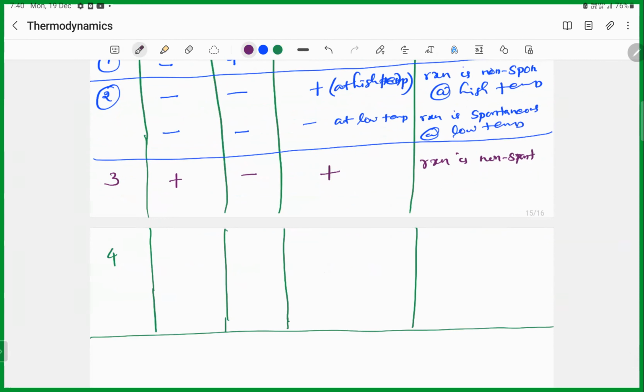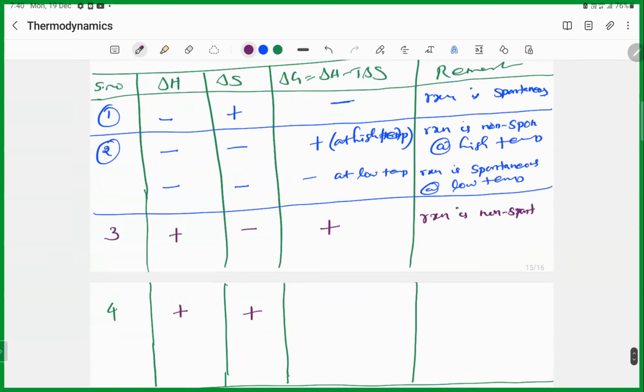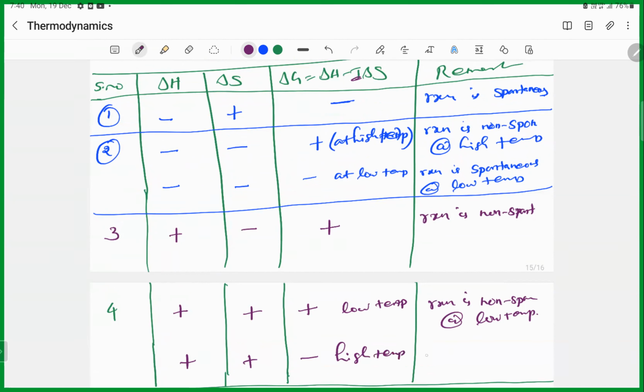When delta H is positive, delta S is also positive, so delta G is positive at low temperature. At low temperature the reaction is non-spontaneous. Then this is positive, this is positive, and this is negative at high temperature, because we are multiplying by T. That's why at high temperature the reaction is spontaneous.